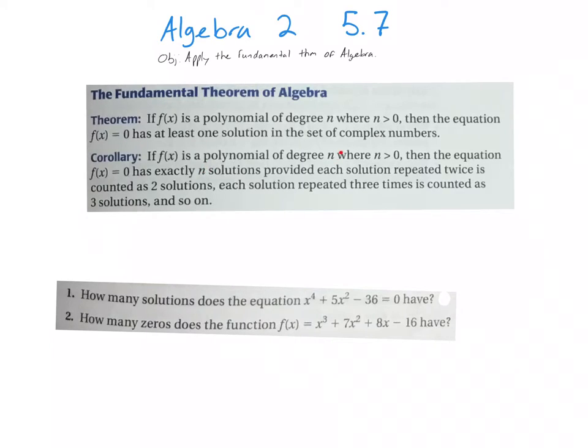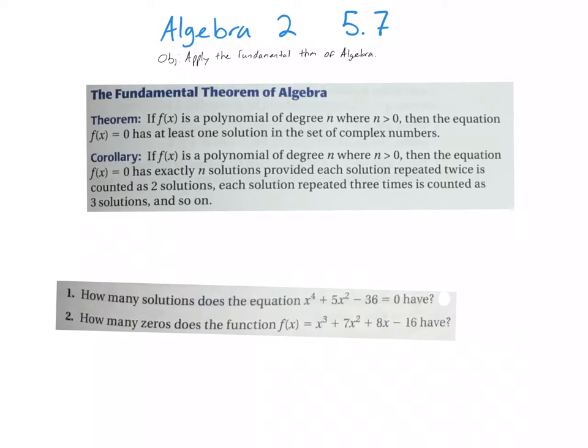So that means if it's a quadratic, there's going to be 2 solutions. If it's a cubic, there's going to be 3 solutions. So it's a pretty strong theorem that says whatever the degree is of the polynomial, there'll be that many solutions, assuming that you count the multiplicity.